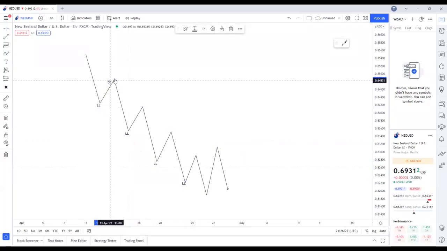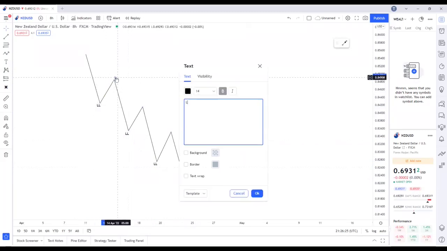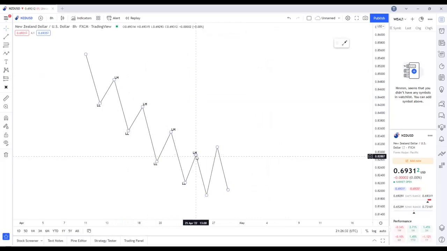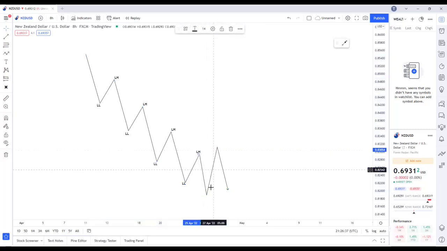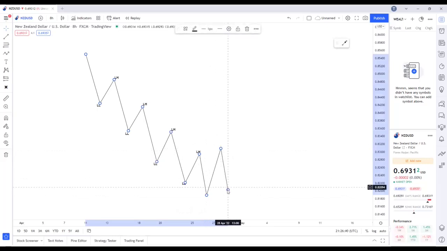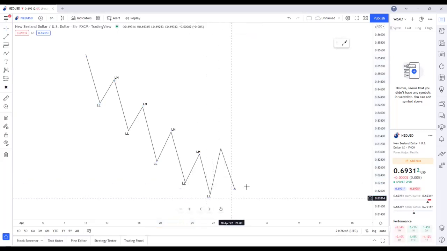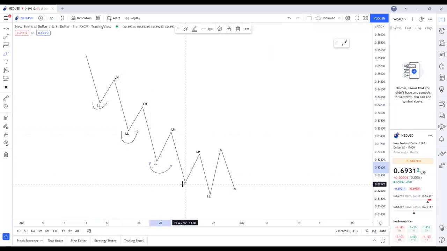And then we have our lower highs here, our lower highs, lower highs, then our lower highs. Then we have our lower lows here. The market breaks our lower lows, breaks our lower lows, breaking our lower lows, respecting lower highs, respecting lower highs, and then respecting lower highs.